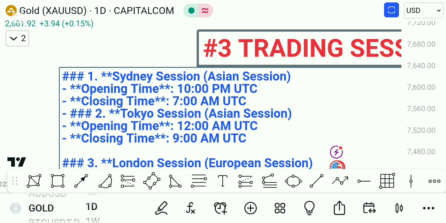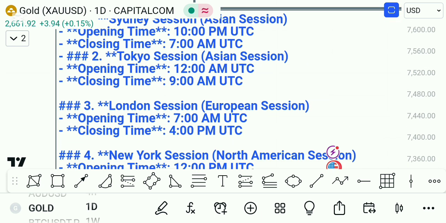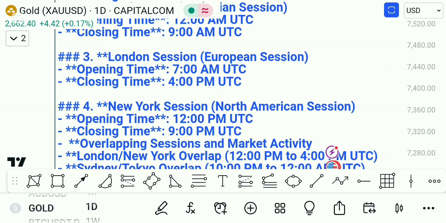Tokyo session starts from 12 a.m. to 9 a.m. And then the second one we have is the London session. That is the European session. London session starts from 7 a.m. UTC to 4 p.m. UTC. And the next is the New York session. The New York session, that's the North American session. It starts from 12 p.m. UTC to 9 p.m. UTC.